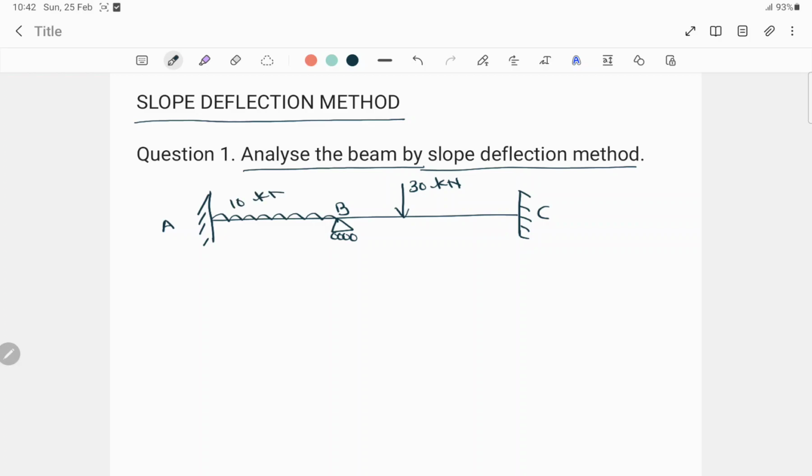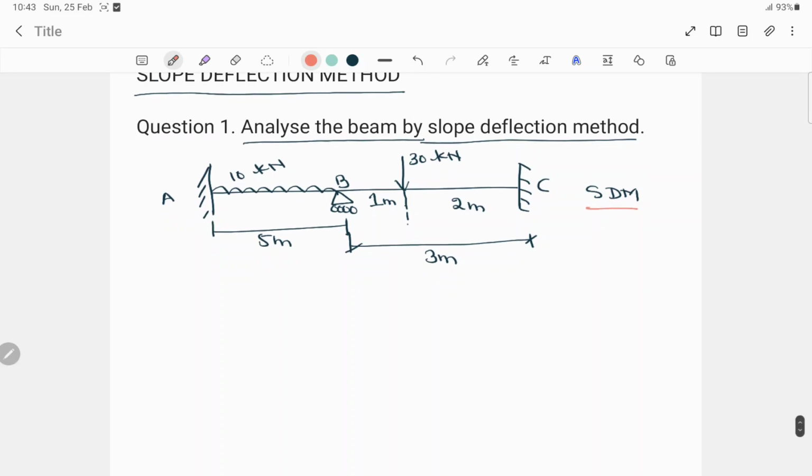10 kilonewton per meter, and the length from A to B is 5 meter, and from B to this point is 1 meter, and from this point to C is 2 meter. So here the total length from B to C is 3 meter. Okay, so this is the beam, and we have to analyze this beam by using slope deflection method.